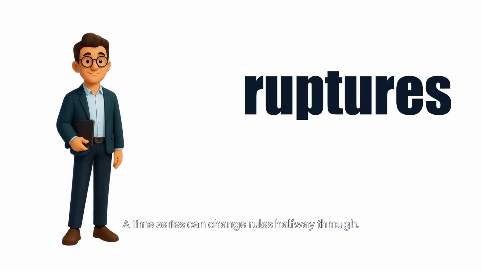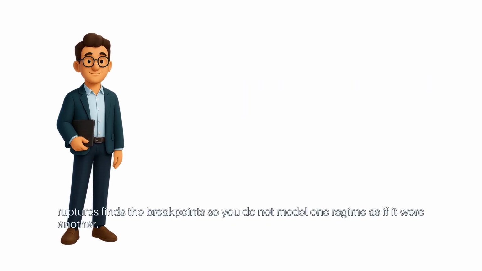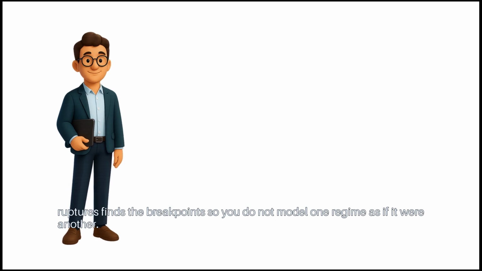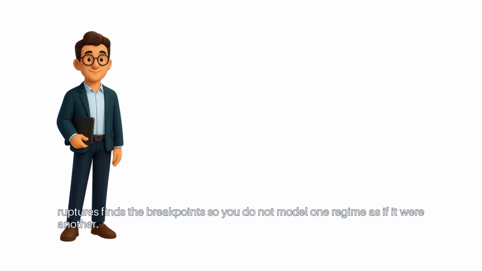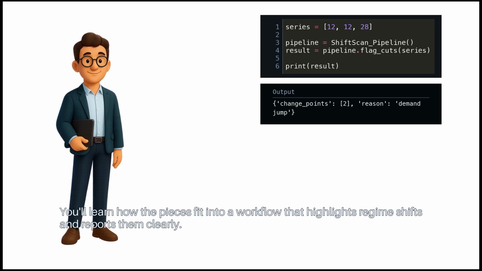A time series can change rules halfway through. Ruptures finds the breakpoints, so you do not model one regime as if it were another. You'll learn how the pieces fit into a workflow that highlights regime shifts and reports them clearly.